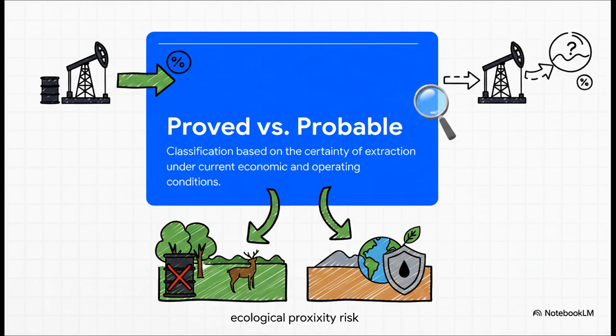versus probable reserves. Basically, proved reserves have a super high certainty of being economically extractable right now. Probable reserves? Slightly less certain. Well, SASB requires companies to explicitly disclose the percentage of both their proved and probable reserves that are located in or even near sites with protected conservation status or endangered species habitats. It literally forces companies to put a hard number on their ecological proximity risk.